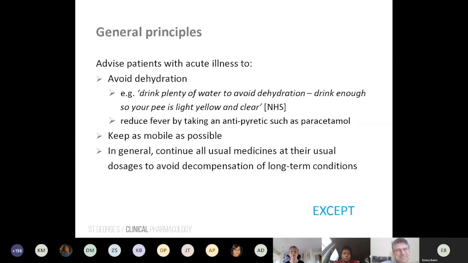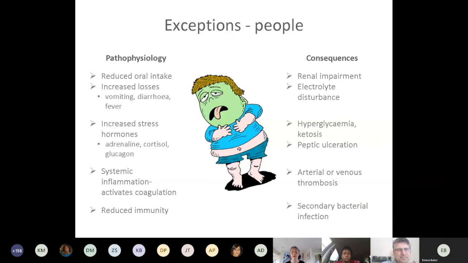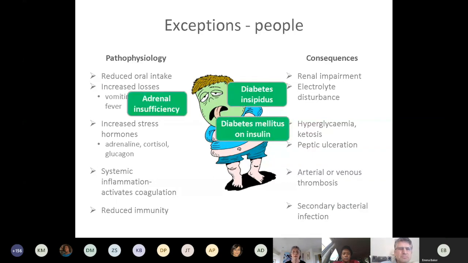Except, with every rule comes exceptions, and I think these can be divided into people and drugs. I'm going to start by highlighting the 3 groups of patients on essential life-preserving medications where these drugs must not be stopped and probably need to be increased. So those with adrenal insufficiency who are on hydrocortisone or corticosteroids, those with diabetes insipidus on vasopressin, and those with diabetes mellitus on insulin. So those patients, we might need to increase the dose of their drugs.